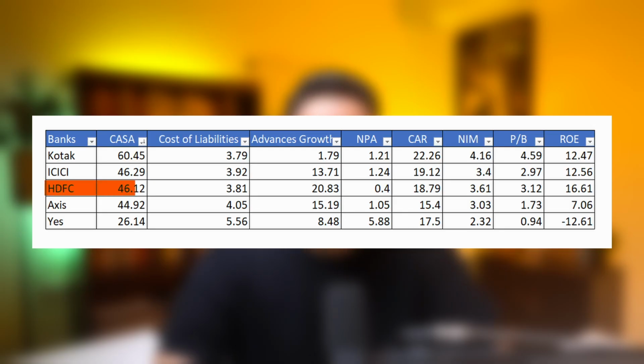HDFC has the highest advances growth rate. The NPA for Kotak is reasonable, but here again HDFC is the lowest. Capital adequacy highest, that's great. Net interest margin is highest as well, but ROE is okay. And here as well HDFC is leading. No point in discussing Yes Bank right now. And if you want to analyze more banks, you can add them in the sheet.